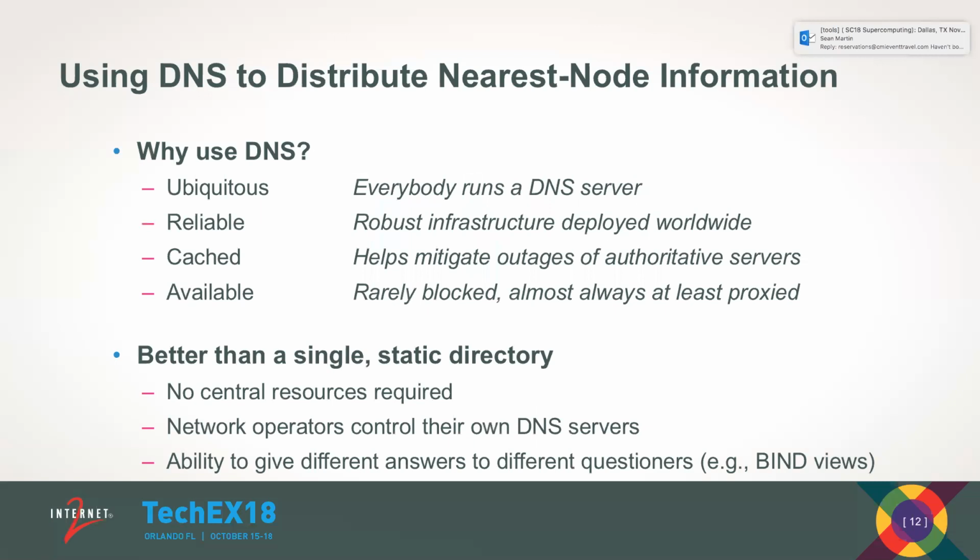It's reliable and robust. It's available all over the world. There's caching to help mitigate outages when the authorities are not able to give you a direct answer. And it's also very widely available. It's not too often that you can't get a DNS query answered, even if you're behind a firewall. Even if the path to port 53 is blocked, it's usually at least proxied by something, and you can get yourself an answer. We think this is also a better route to go than a single static directory. Nobody has to field any central resources and maintain them.